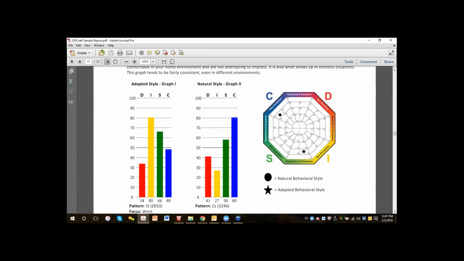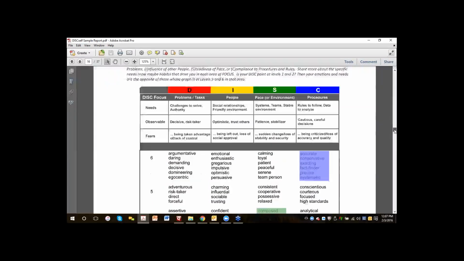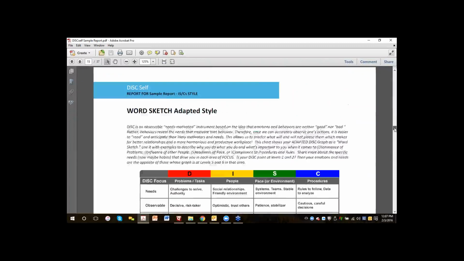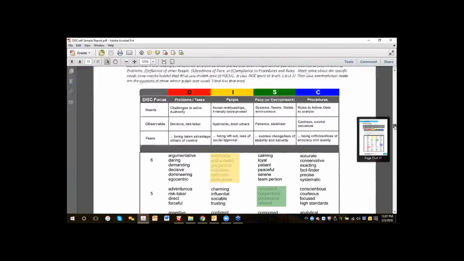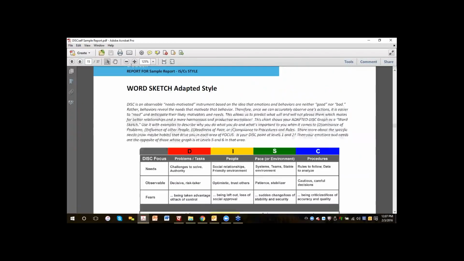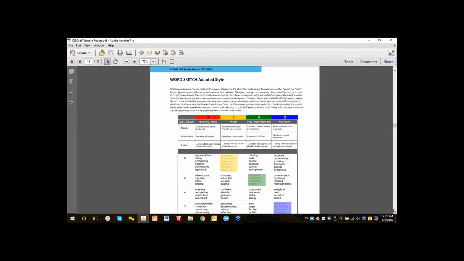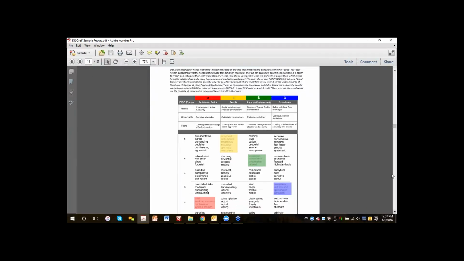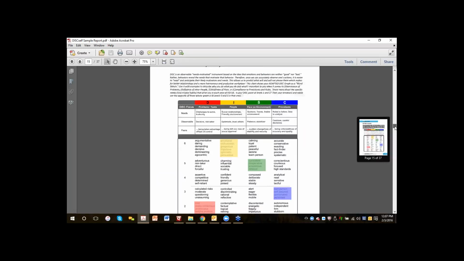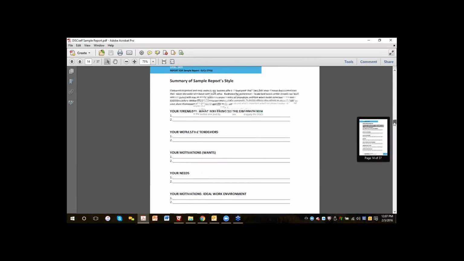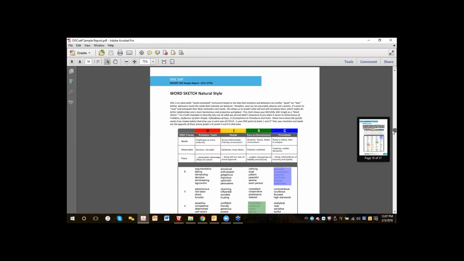So it not only means how the graph is structured here, but another question that people ask are the word graphs, all right? So here's the word sketch, okay? I'm going to make this a little smaller so you can see it a little better. So this is the word sketch for the natural style. You see this? There's one for the natural and one for the adapted. So let's go to the natural one first.